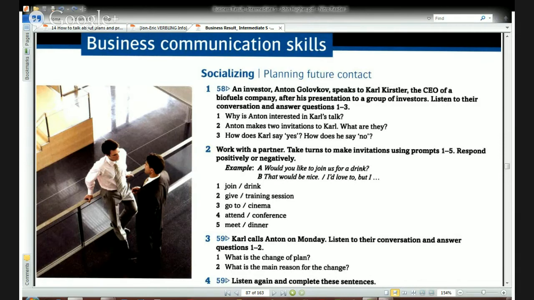Excuse me. So, my apologies for getting the units mixed up. When I created the presentation, I don't know, somehow I must have switched that section. Okay, but this is the right one. And what we're going to be listening to is an investor, Anton Golikov, speaks with Carl Kirster, the CEO of a biofuels company. After his presentation to a group of investors, listen to the conversations. Okay, so let's give it a try. There's going to be 3 short conversations. Just use your ears, and then we'll go over those questions.